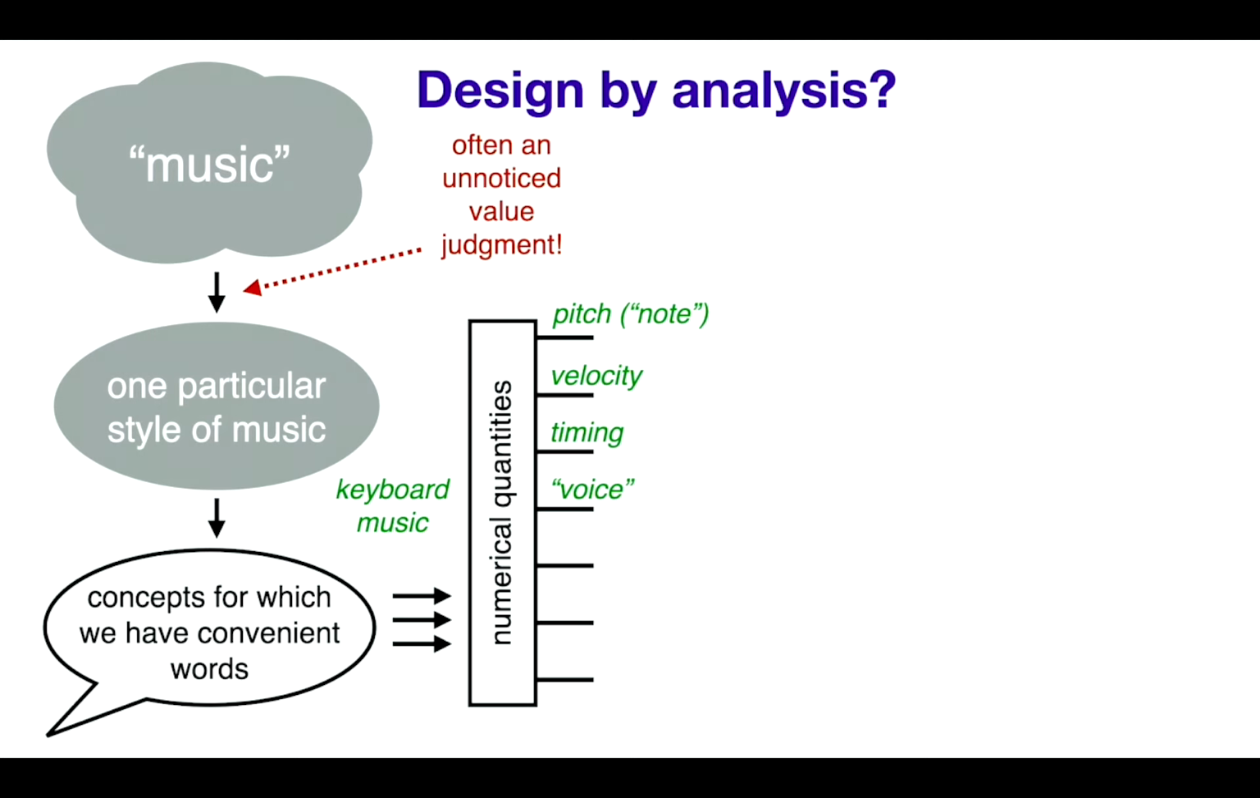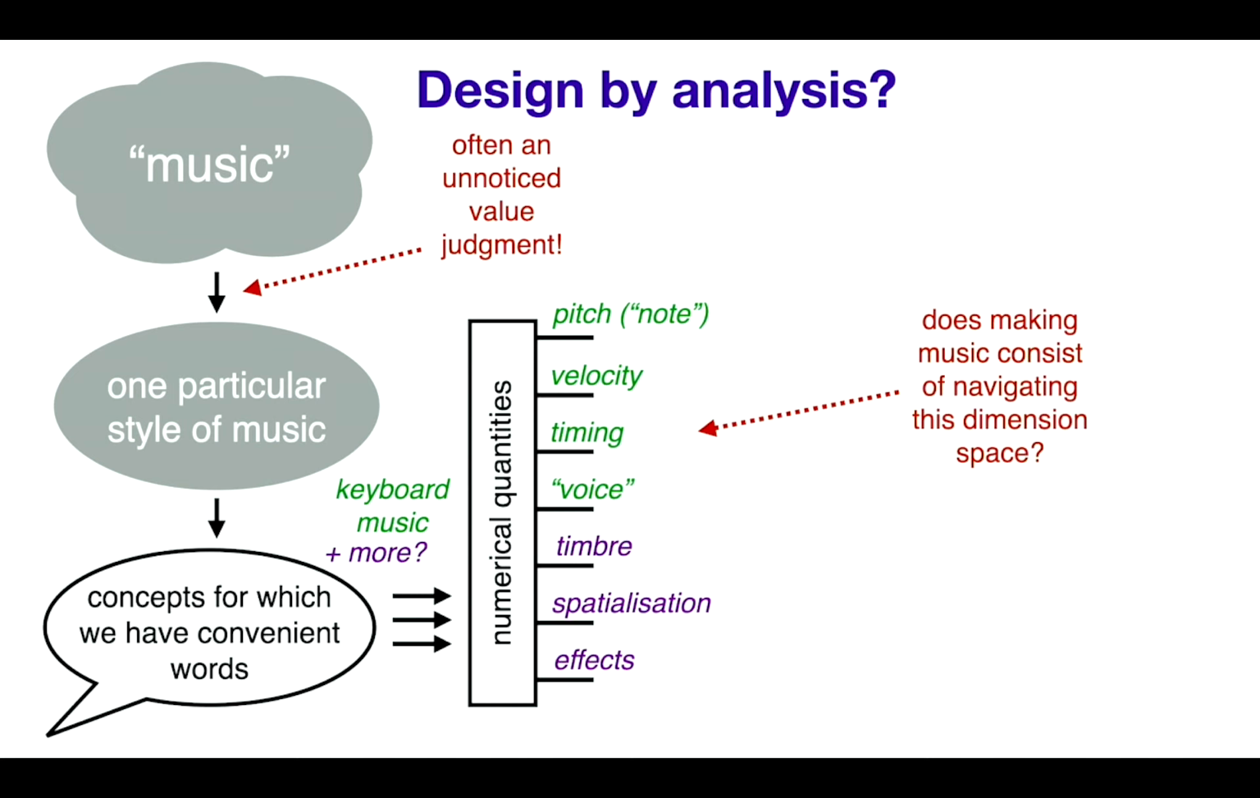And what I end up with is a dimension space. So, maybe I'm talking about keyboard music. I think those are things that describe keyboard music. And I say, I'm not going to be limited to that. I'm going to think about timbre. I'm going to think about spatialization. I'm going to think about different audio effects. Implicit in this is the idea that making music potentially consists of a navigation of this dimension space. Does it? Well, analytically, I'm not sure.